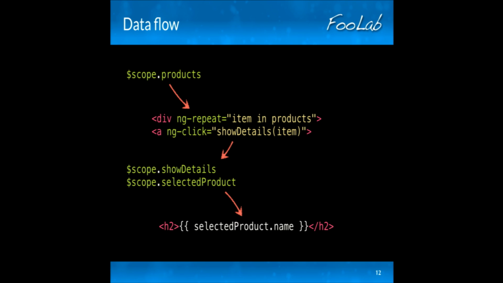So here's, just to repeat the sequence here, you set the products, go into the ng-repeat, loops as many times as needed, applies the link. Once you click the link, showDetails, it takes that item that we had from this iteration, and it passes it to showDetails. showDetails then sets it on the scope once again into selectedProduct, and that becomes available to our other element in the HTML.